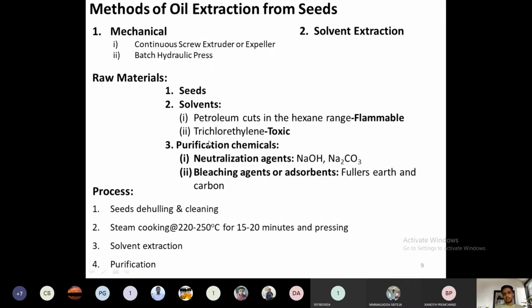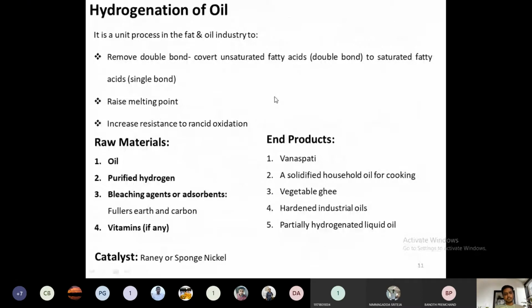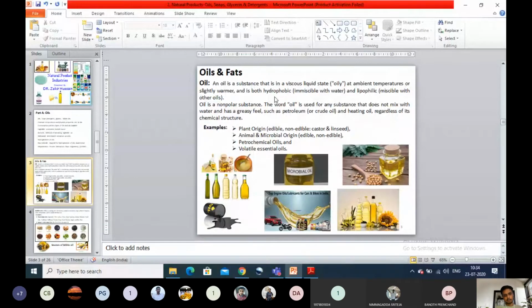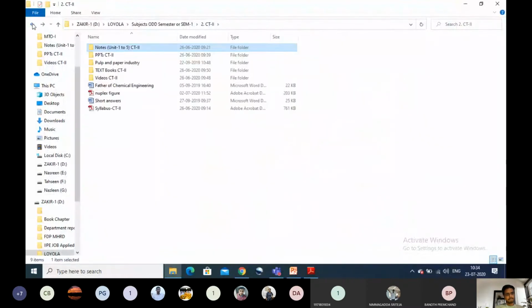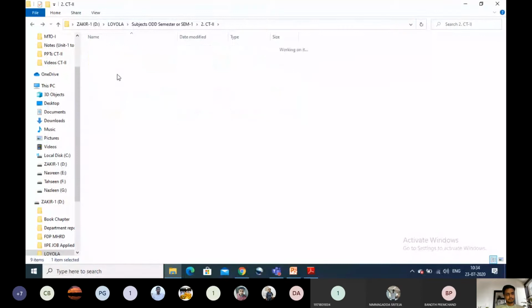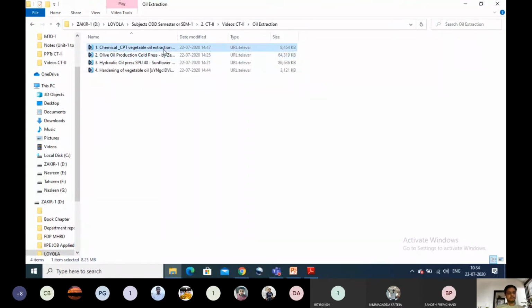The raw materials we have seen yesterday were in the complete flow sheet. This one was the complete flow sheet. Today you will just watch the video regarding how to extract the oil. This is an animated video. The whole process flow sheet has been shown in this one. Just watch this.